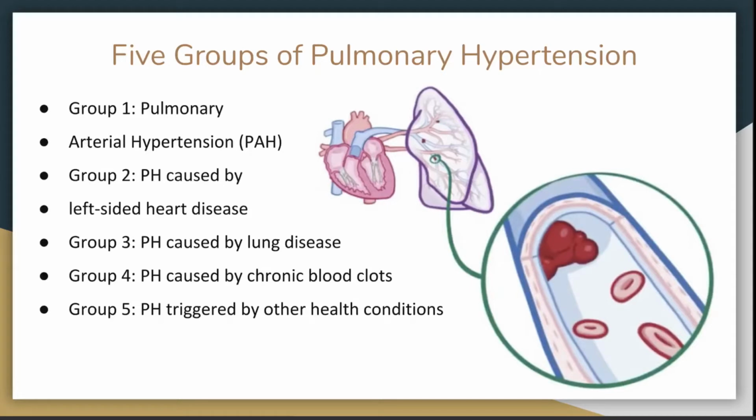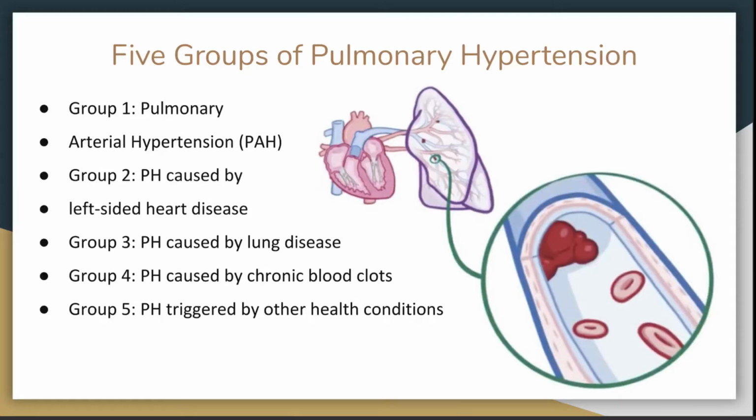This group is characterized specifically by disease of the left side of the heart. Initially, the pulmonary arteries are healthy. However, the passive elevation of pressure in the pulmonary arteries occurs to continue perfusion. Unfortunately, over time, chronic left-sided heart disease can lead to changes within the pulmonary arteries. The third group in pulmonary hypertension is caused by lung diseases.